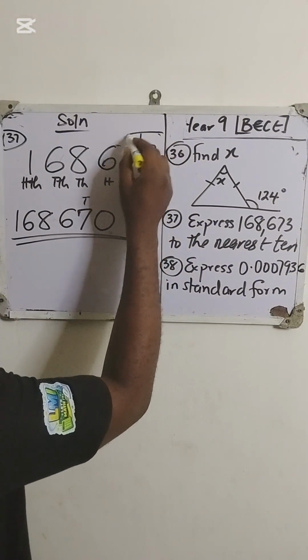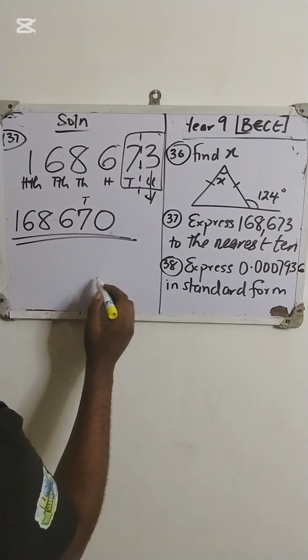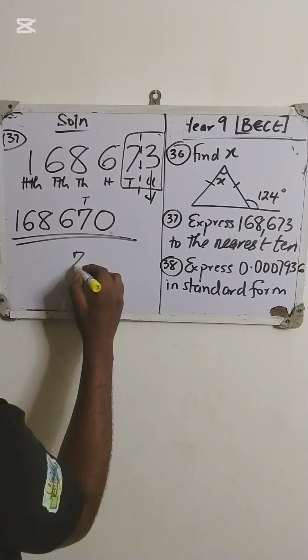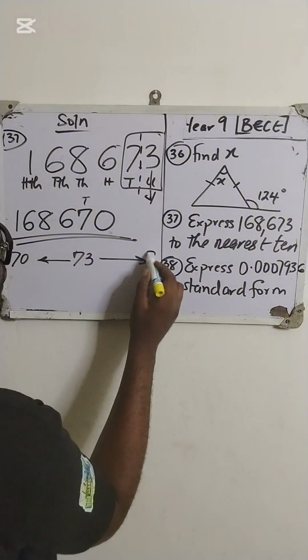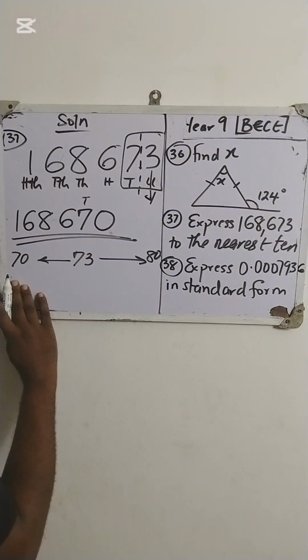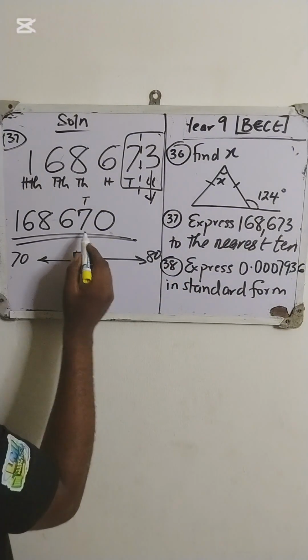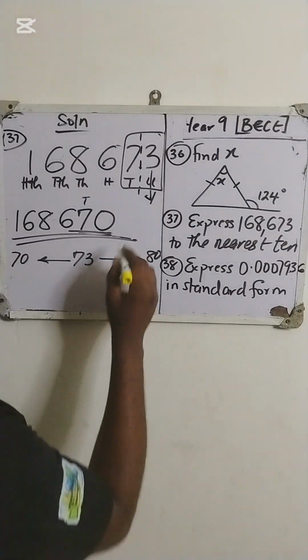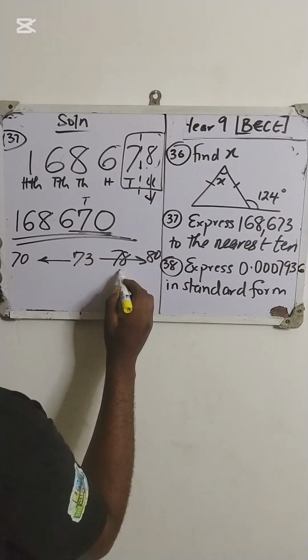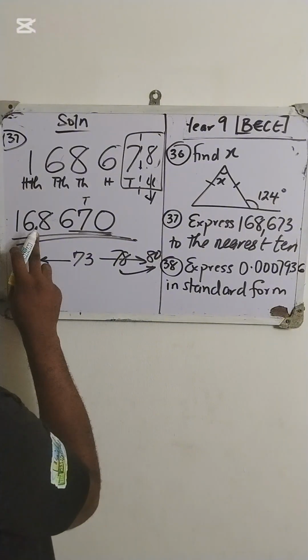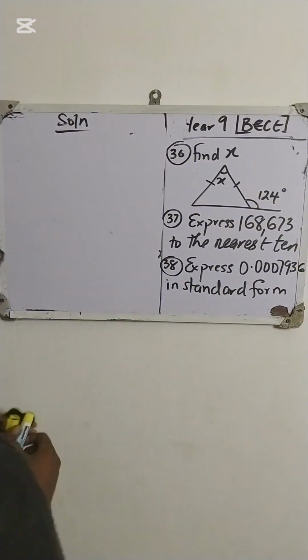Now, nearest 10 means this one, 73. I'm explaining again in another way. 73. How close is it from 70 and how far away is it from 80? Is it closer to 70 or to 80? Closer to 70. That's why it ends with 70. If it was something like 78 now, 78 will be somewhere here. It's closer to 80. So this will be 168680.